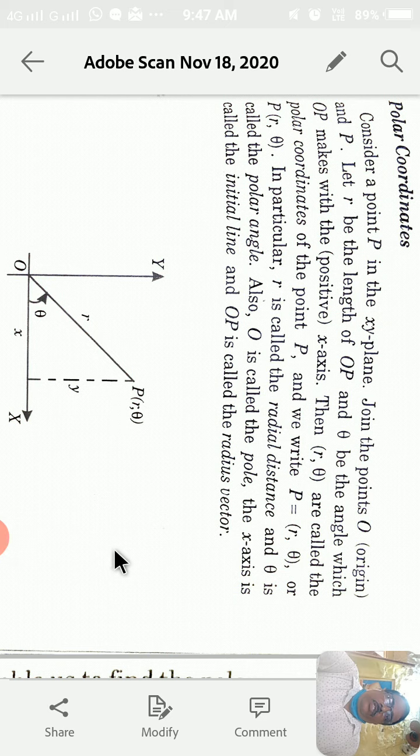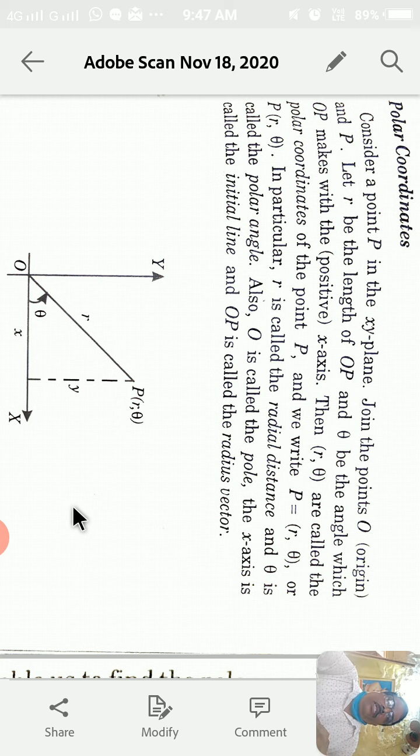So this is Dr. Sridhar taking class for BSc Mathematics, and my subject is Mathematics. Yesterday I gave the syllabus for BSc first semester, and today I start the class with Unit 1, that is polar coordinates. So here, what are polar coordinates?